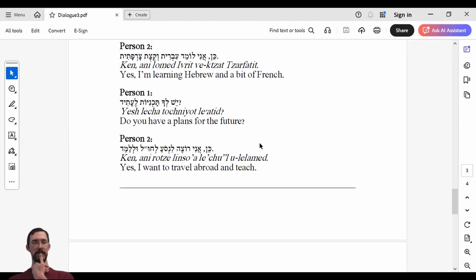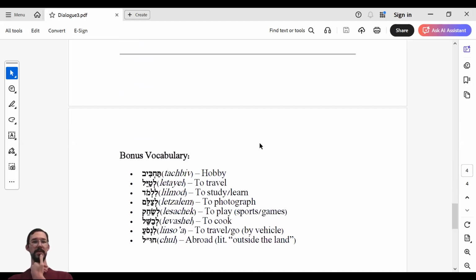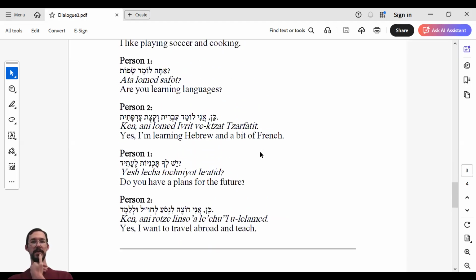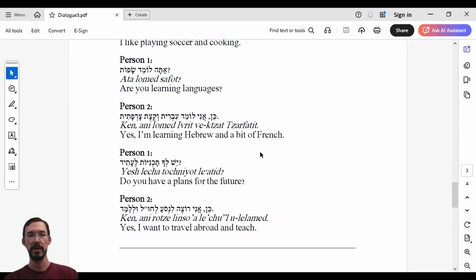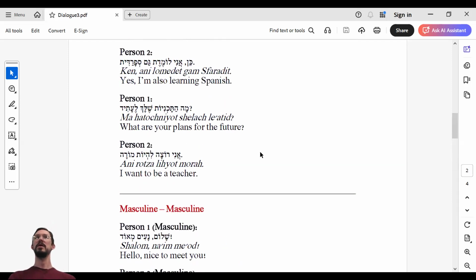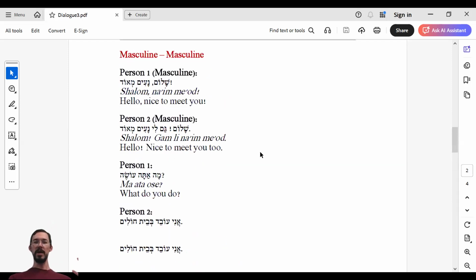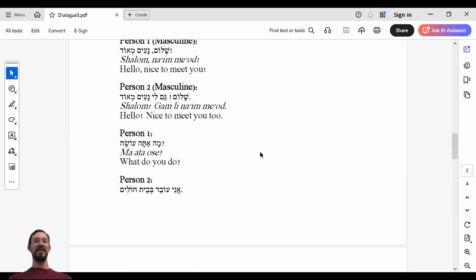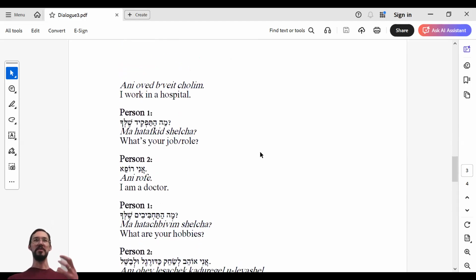וללמד. Is it? Yeah. Good. All right. There's some bonus vocab here. You did a very, very good job. There's some words that are difficult to pronounce, like tzalfatit, tachbivim, like all those words that just don't seem natural.